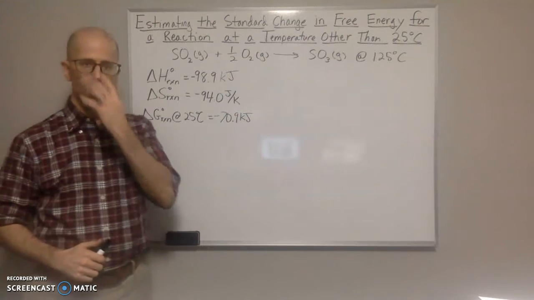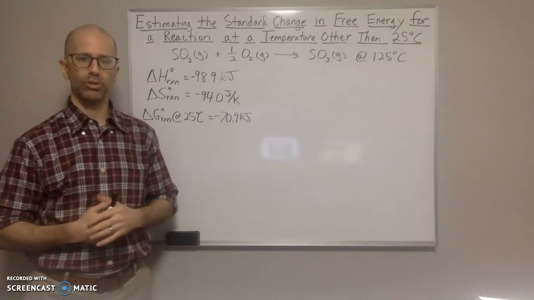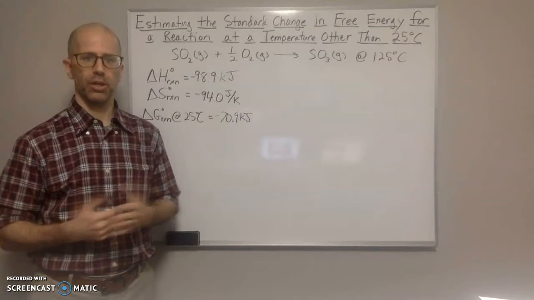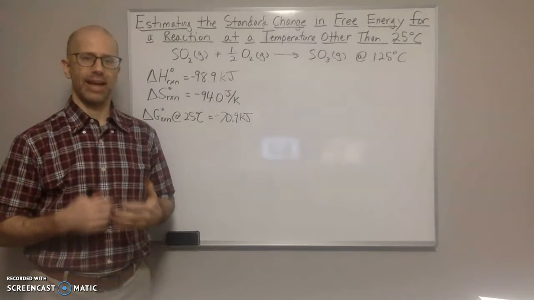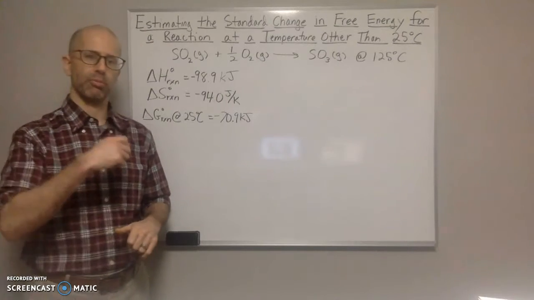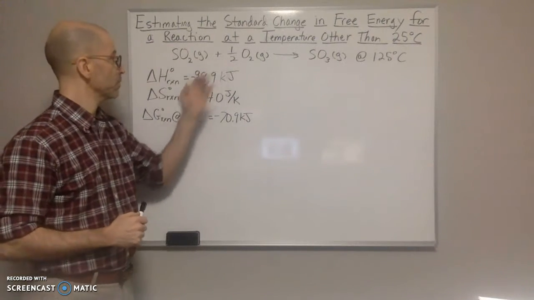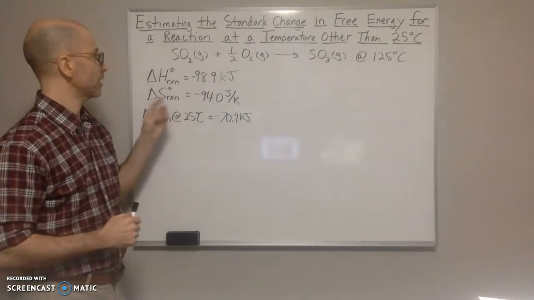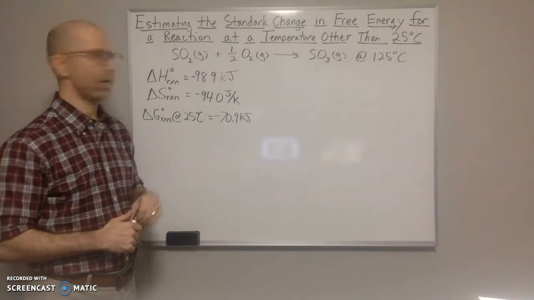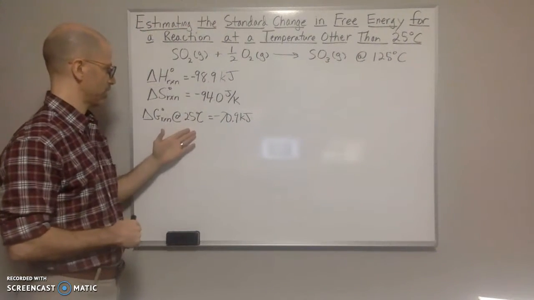My name is Mr. Cobalt, and in this video I'm going to show you an example of how to estimate the standard change in free energy for a reaction at a different temperature other than at 25 degrees Celsius. So in the previous video that I did, we went over this problem here and we calculated the standard free energy change, Gibbs free energy change of this reaction at 25 degrees. And this is the information that we got there.